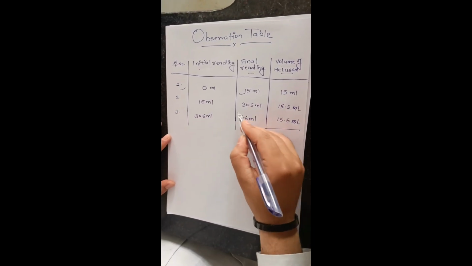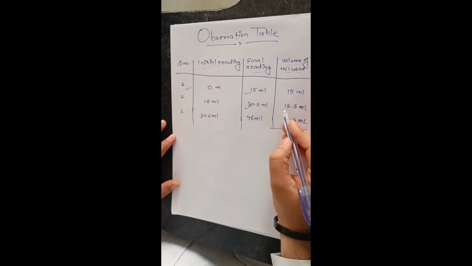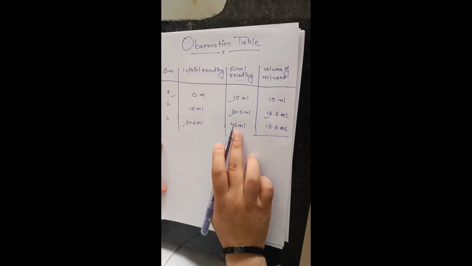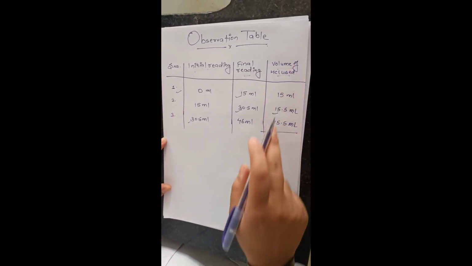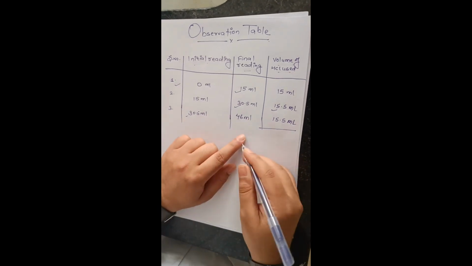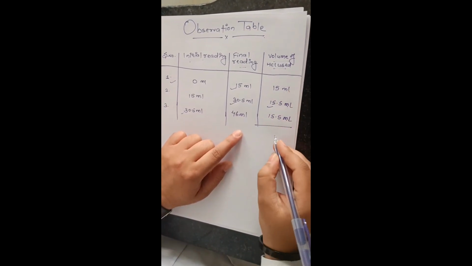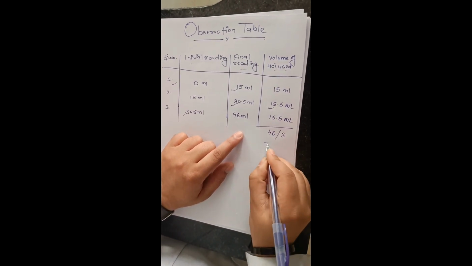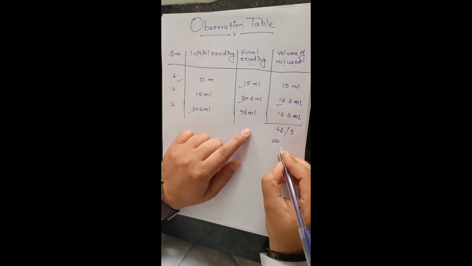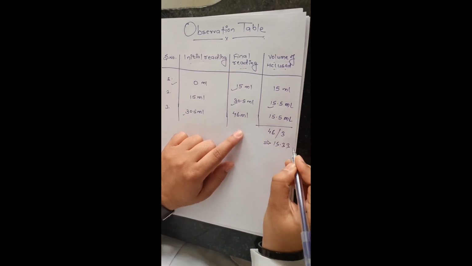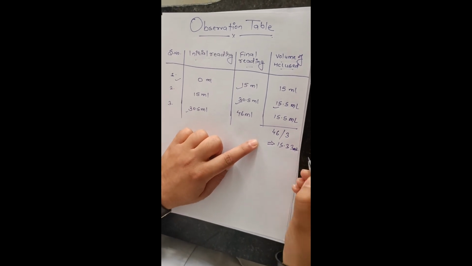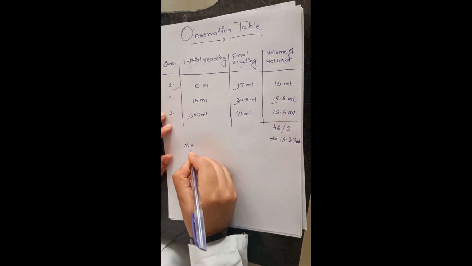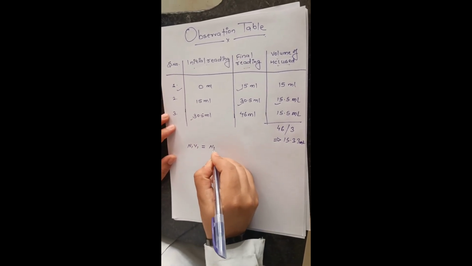In the second reading it was 30.5 and the volume of HCl consumed was 15.5. In the third reading it was 46 ml of HCl in the final reading, and the volume of HCl consumed was 15.5. And now we will take the mean, first we will do the total, 46, and it will be divided by 3. It will be 15.33 ml.